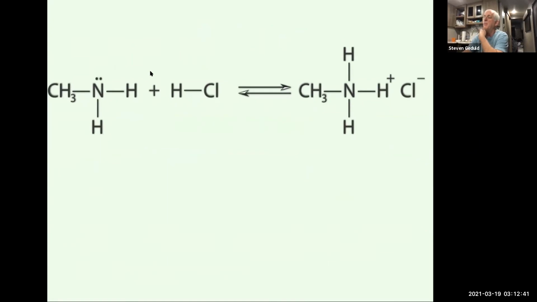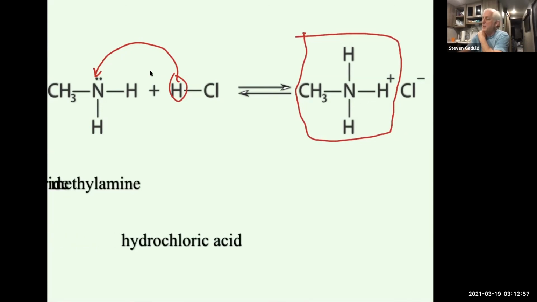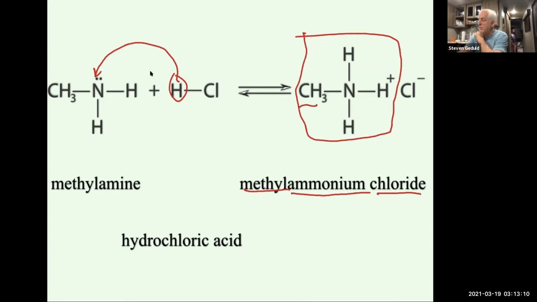So again, this is your same example we looked at before with water. But this hydrogen is now going to come over here and bond there. And that's going to give you your ammonium salt complex. So this is methylamine, hydrochloric acid, and this becomes methyl ammonium chloride. Just like you would have sodium chloride, barium chloride, calcium chloride. This is methyl ammonium chloride. So this is methyl, this is ammonium, this 4 bonds to nitrogen is ammonium. So that's ammonium chloride.